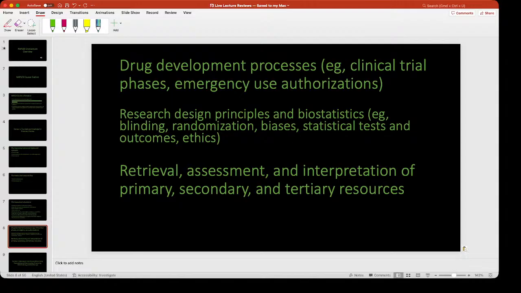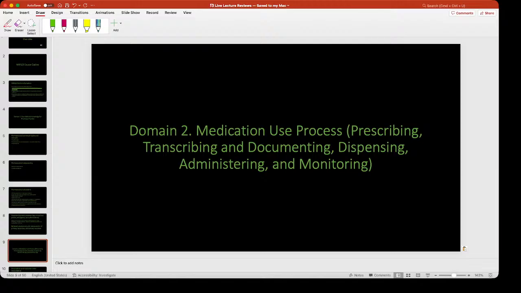Okay. Then we come into domain two, which is medication use processes: prescribing, transcribing, documenting, dispensing, administering, monitoring. All of that is important. Is a doctor prescribing? Is it the correct doctor prescribing for this medication? Like, should a nurse practitioner be allowed to prescribe certain controlled substances? Looking at all of that sometimes is important, but that's more focused into the law section of it.